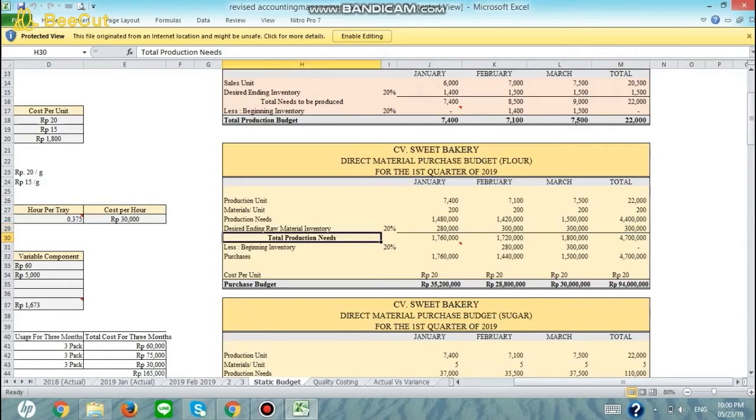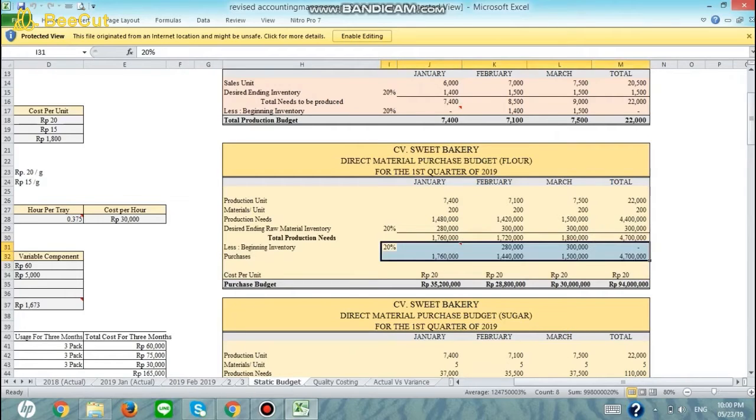Production need plus the desired ending raw material inventory, we will get the total needs for production. Total needs for production less the beginning inventory, and we will get the purchase of direct material. The beginning inventory is 20% of that month estimate sales.